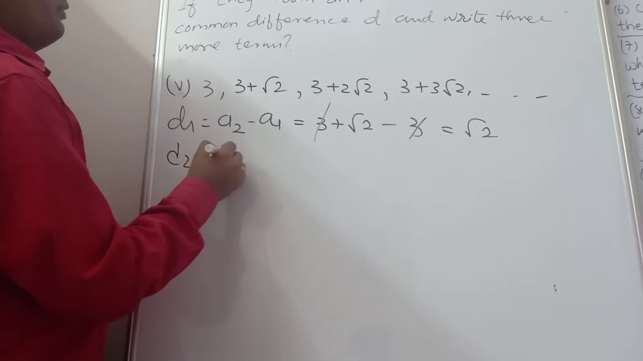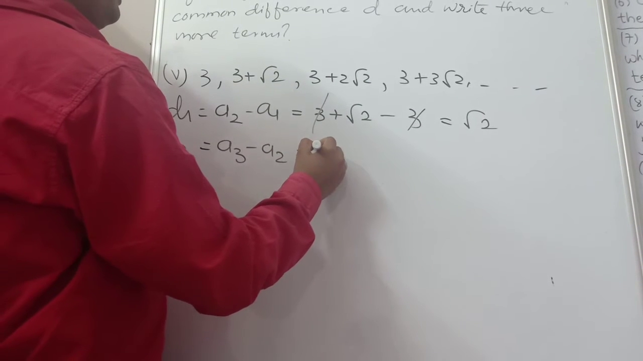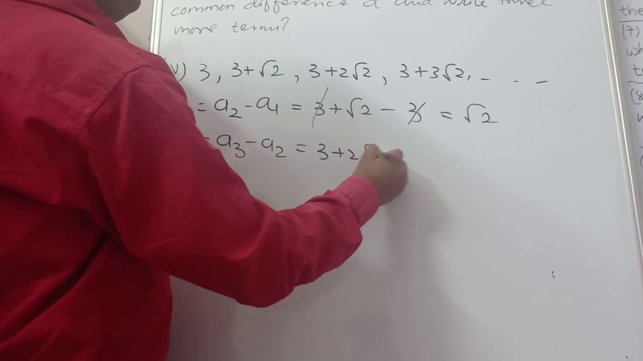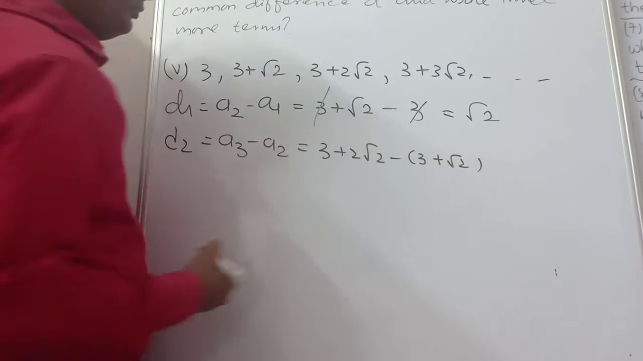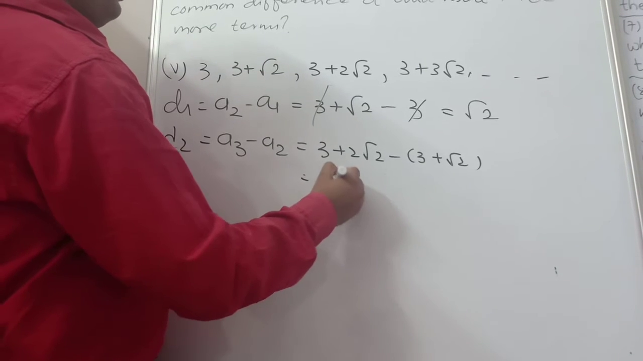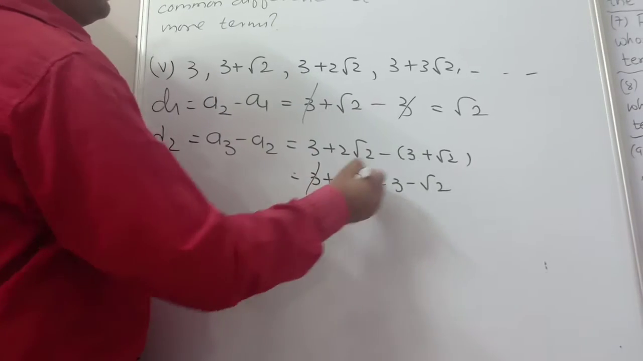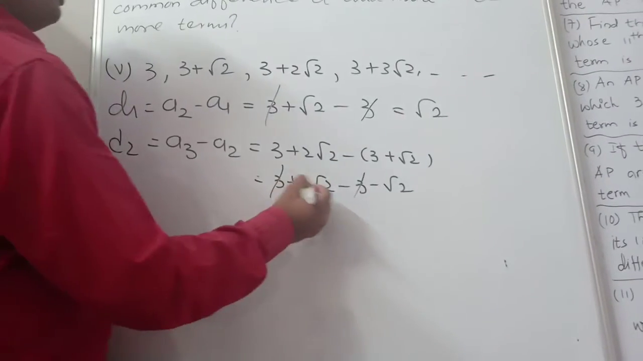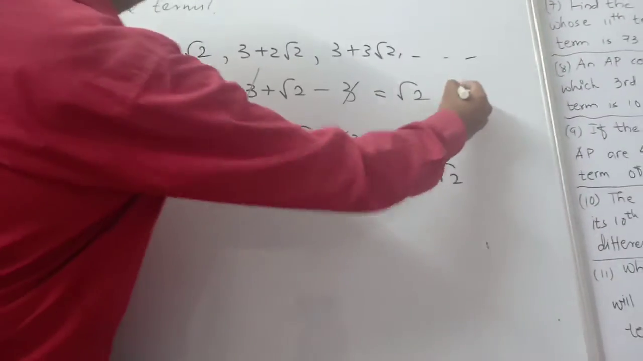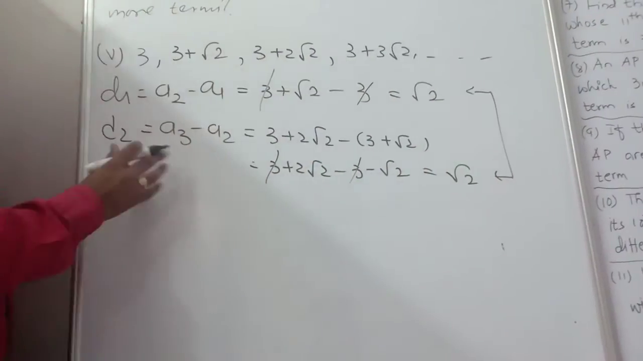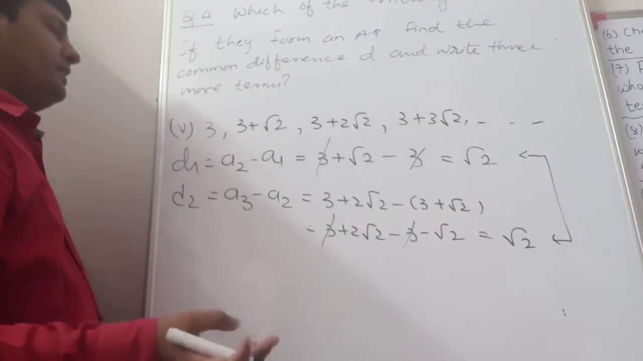Now, D2 is equal to third term minus second term. So third term, here the 3 plus 2 under root 2 minus 3 plus under root 2. Clear? So 3 plus 2 root 2 minus 3 and minus root 2. Plus 3 minus 3 cancel. Okay. 2 root 2 minus root 2, we got root 2. So differences are same. Right, so this is a constant. So these are in AP. So AP, so we find out the fifth term, sixth term, and seventh term.